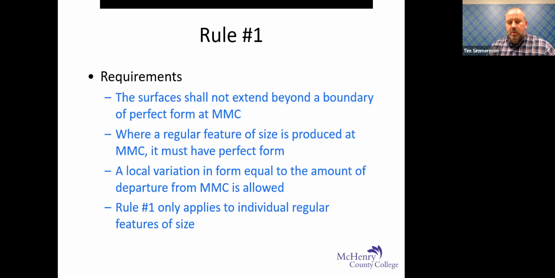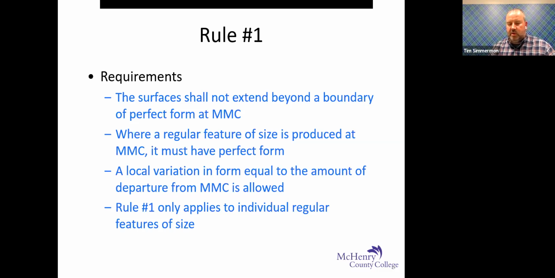Awesome. Where a regular feature of size is produced at maximum material condition, it must have perfect form. So back in the case of that drawing that I beautifully drew up for you in different colors on a whiteboard, if we produced a part all the way at 0.510 diameter, which is the upper limit of the size, that part has to be perfectly round. If it's not, it's going to have points that are outside of the maximum material condition boundary. Local variations in form equal to the amount of the difference in size from maximum material condition is allowed.